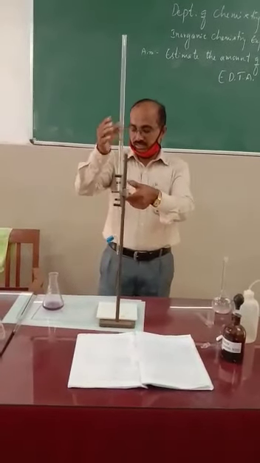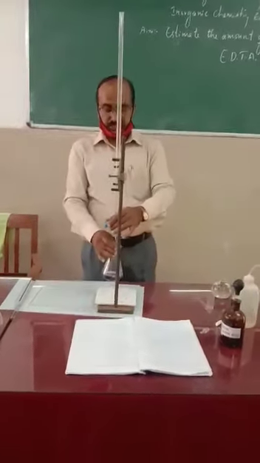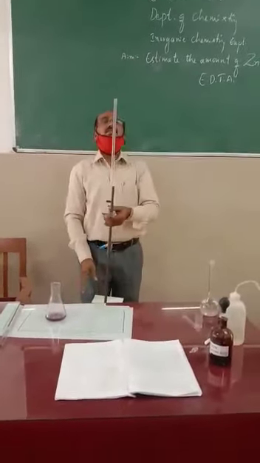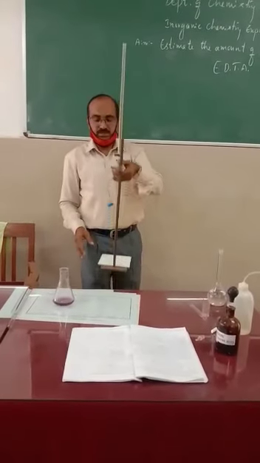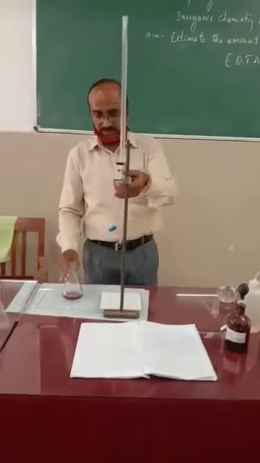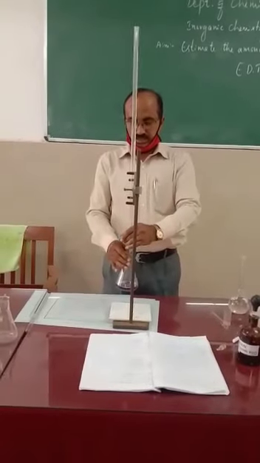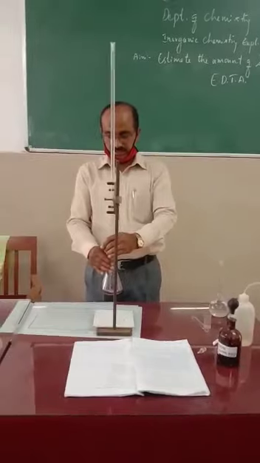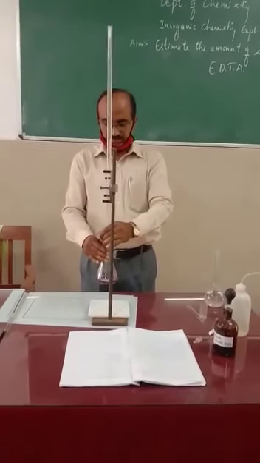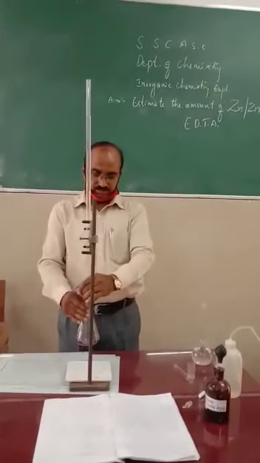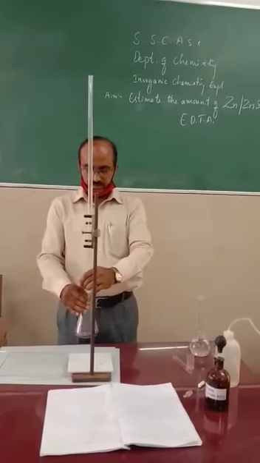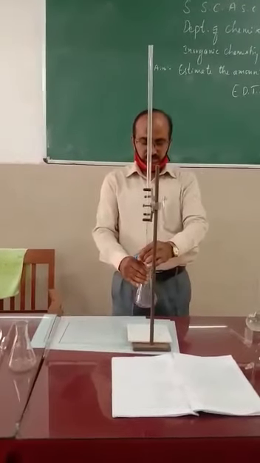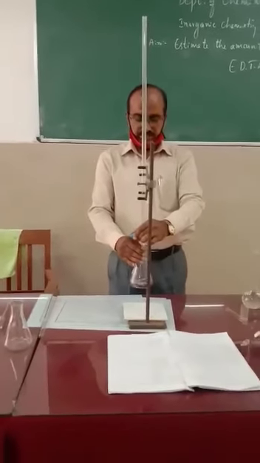Next, this is titrated. First you record the initial reading, 0.0 or whatever the value may be. You record the initial reading before titration, and go on adding the EDTA solution slowly into it. You see the color of the solution appears violet or wine red.